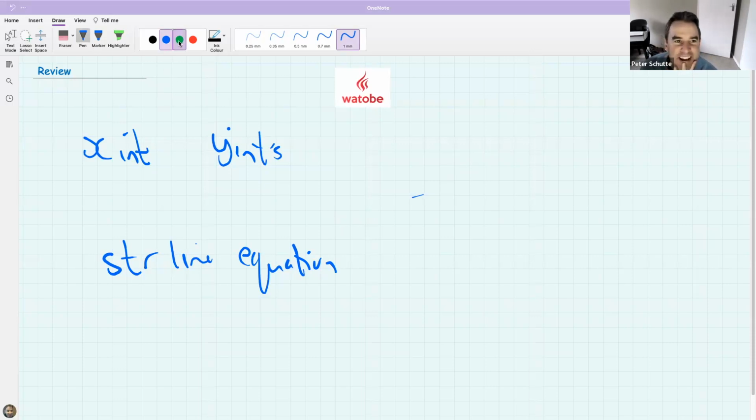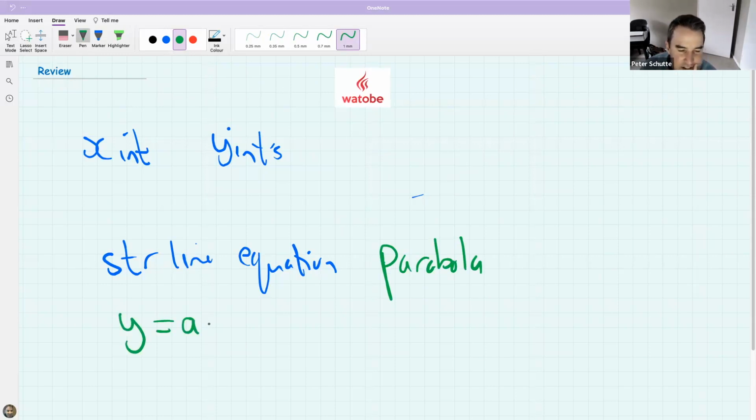What do you remember? So last week we learned about the forms of the equation of a parabola, the turning point, the root form, the standard form, and we also learned how to find the y-intercepts and the x-intercepts.